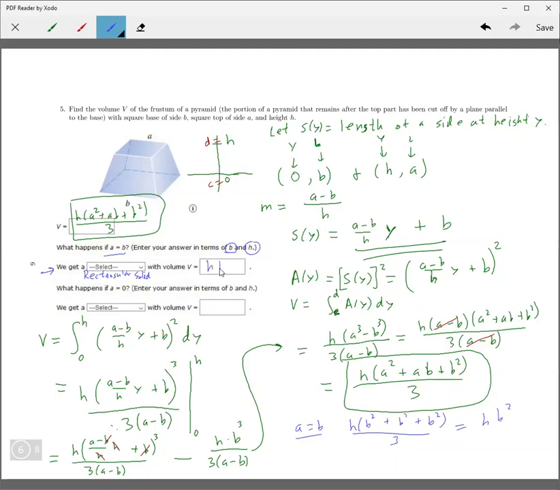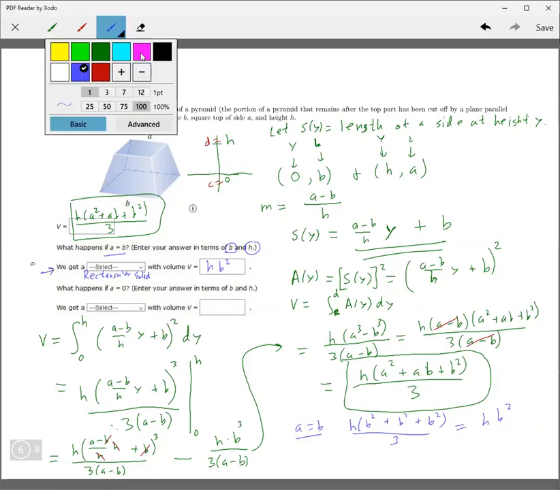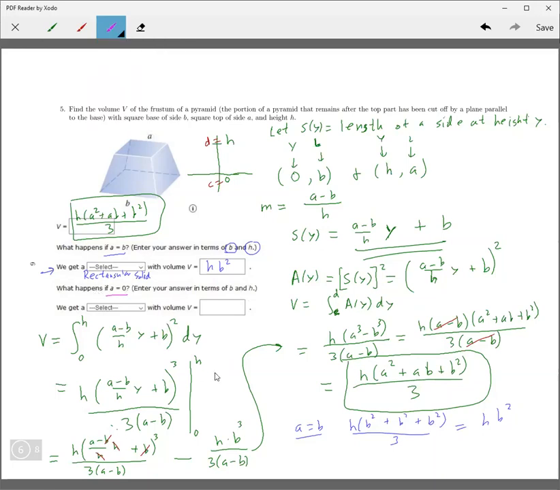Okay, which is what you expect it to be. And then the last part is what happens if a equals 0. Okay, so what you're going to have there is if a is 0, then you just have, it ends at a point. So we have a square pyramid. Okay, and so when a is 0, you plug a 0 in for a here, you have that's 0, so you just have hb squared over 3.